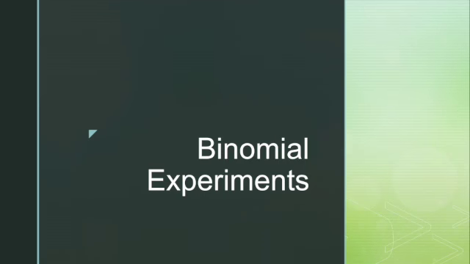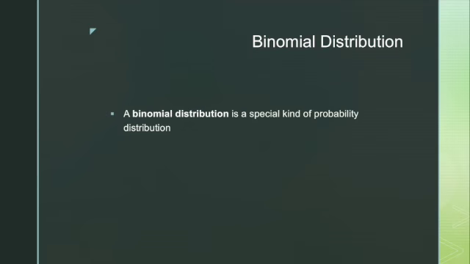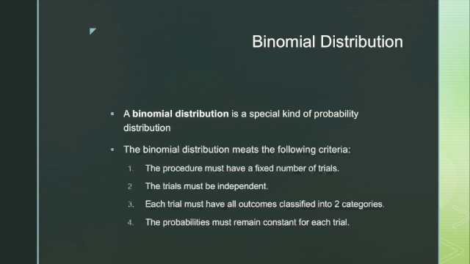The next thing I want to do is talk about binomial experiments. So the binomial distribution is a special kind of probability distribution, and it has to meet the following criteria. First, we have to have a fixed number of trials. Our trials have to be independent, meaning they can't overlap. A good example of that would be heads or tails, right? Those events cannot both occur at the same time.